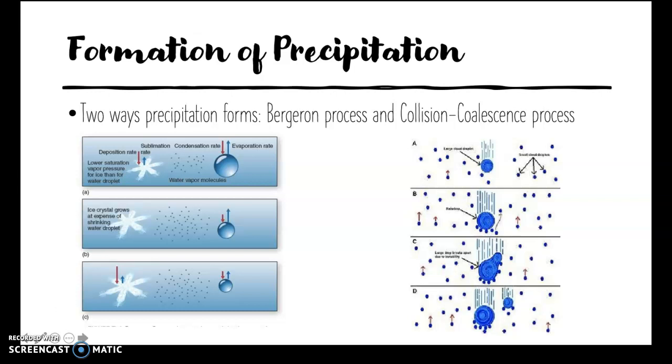So the Bergeron process is when ice crystals and water droplets exist in clouds at the same time. The water droplets that are in the clouds are supercooled, which means they freeze when they come into contact with other objects, or in this case with ice crystals. Collision coalescence is when water droplets in clouds become bigger than 20 micrometers, and then they start to collide with one another. Once they start colliding with one another and become heavy enough, they fall to the earth.